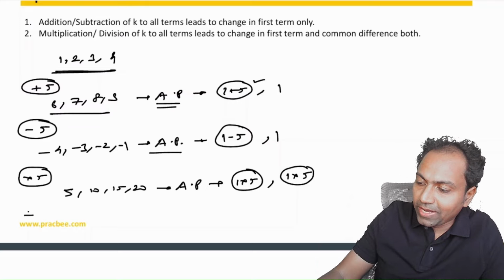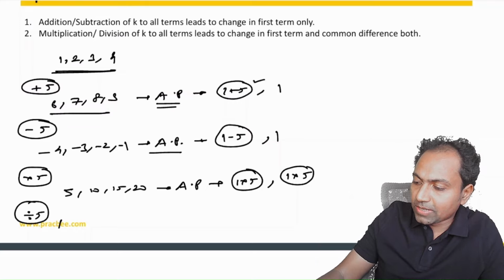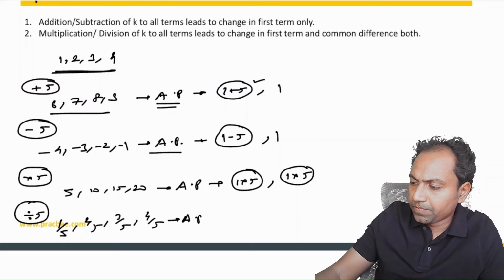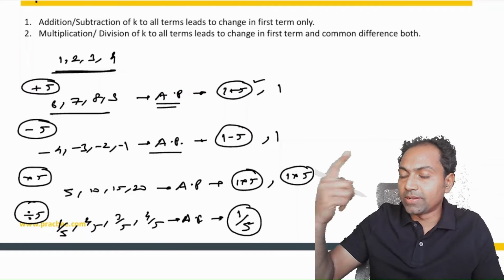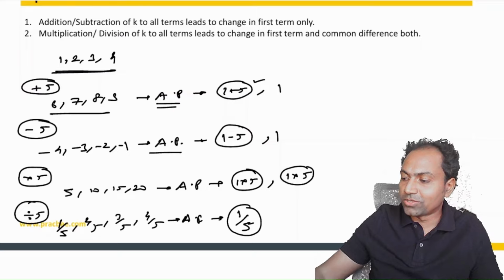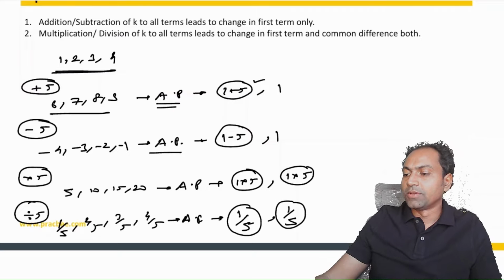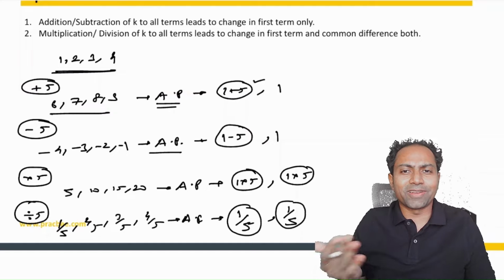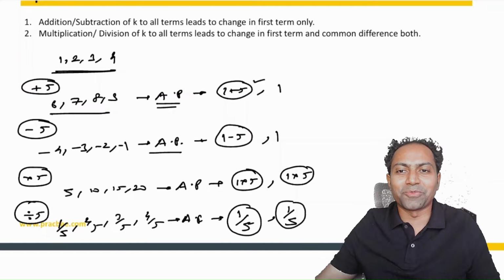And if I divide by 5, let us see what happens. It becomes 1 by 5, 2 by 5, 3 by 5 and 4 by 5, still an AP. But the first term has become 1/5 of its original value, and the same goes for its common difference. So it is very simple to remember. If you forget, take this very simple example and from there you can formulate the theory and move ahead.